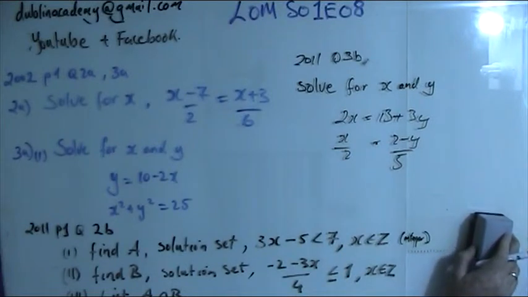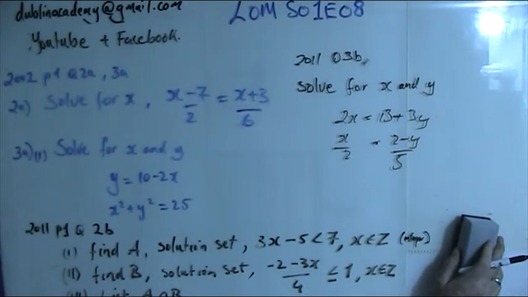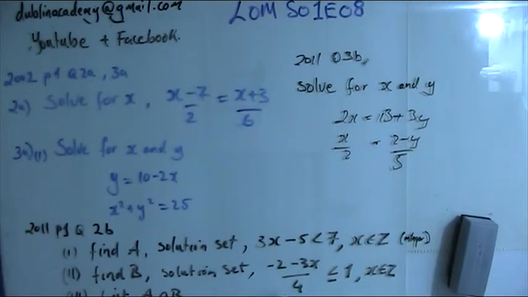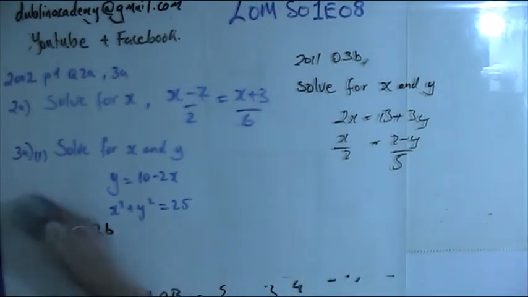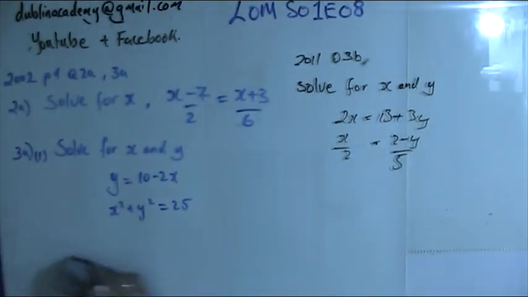Now for 2011, it says list A intersection B, which means the common elements in A and in B. So you list them as a set. You would say it's equal to, and then you would write the set. Don't forget your separations.